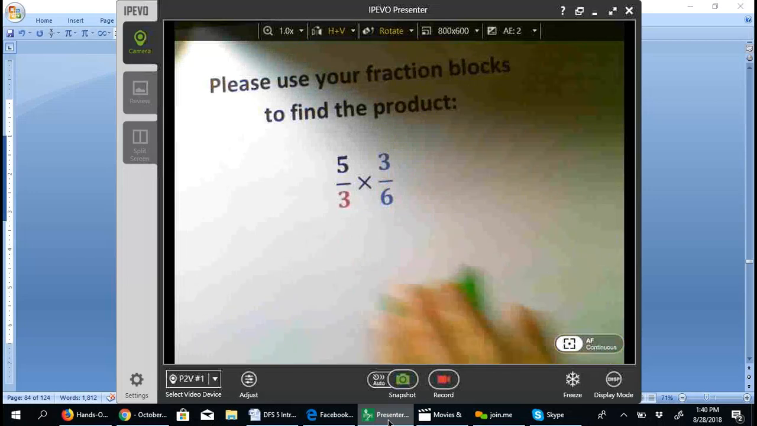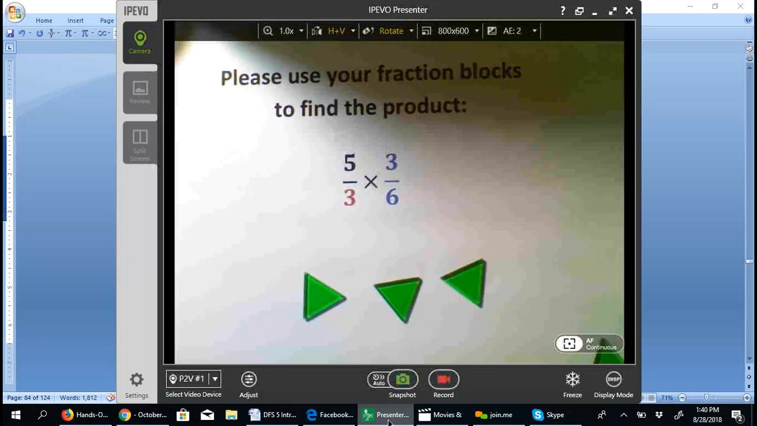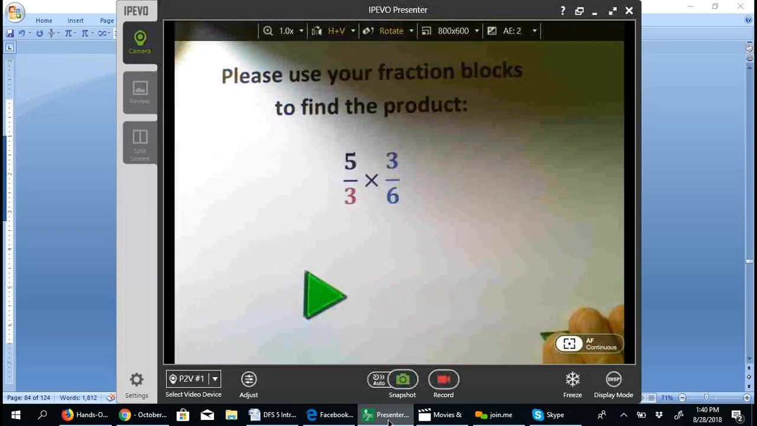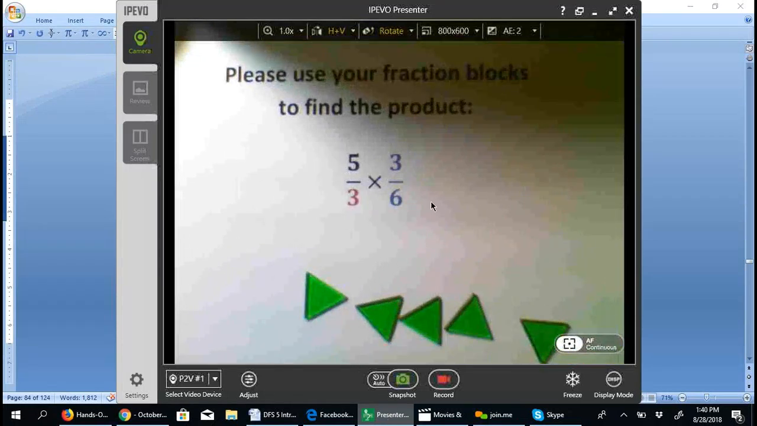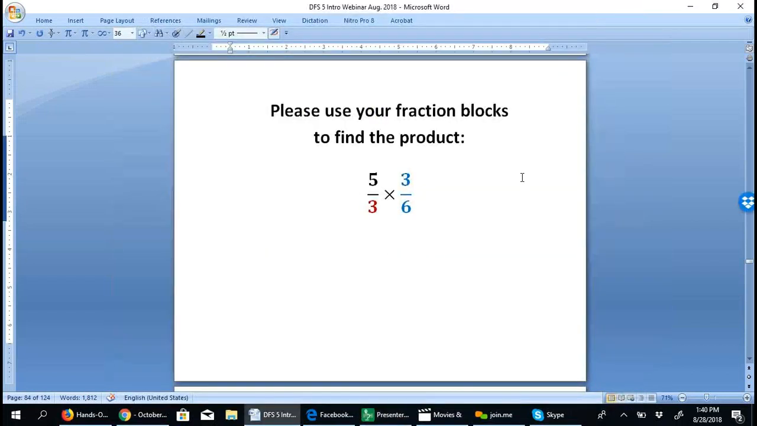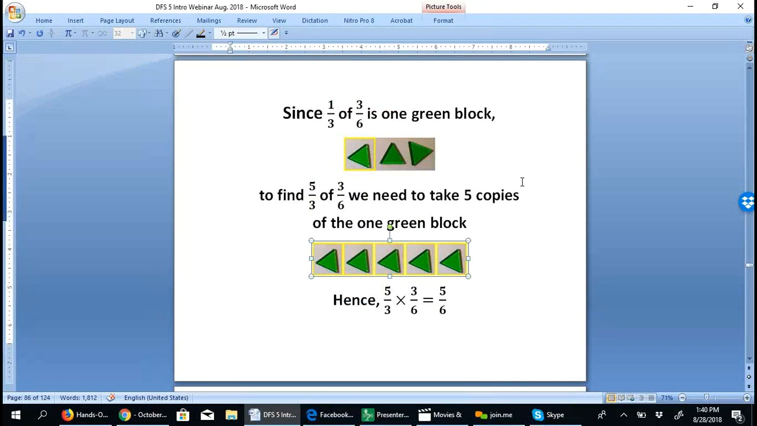I'm going to do that again for you. We begin with 3/6. In order to get 5/3 of 3/6, first we need to get 1/3 of 3/6. This is 1/3. And I can take 5 copies of it. And the answer would be 5/6. So let's see it over here. 1/3 of 3/6 is 1 green block. So 5/3 would be 5 copies of those, or 5/6. How many of you think you see that? Text chat, yes?